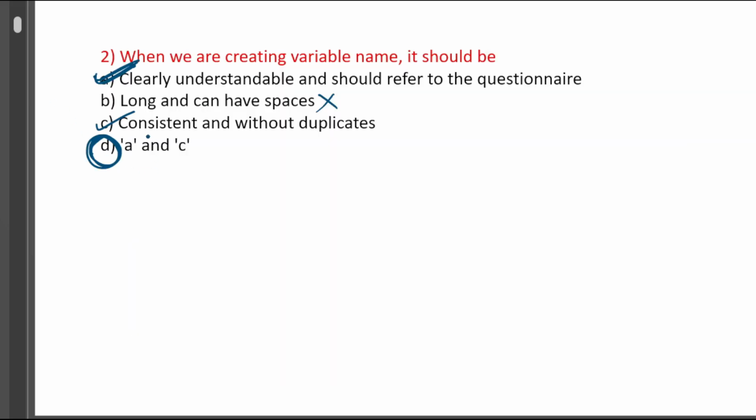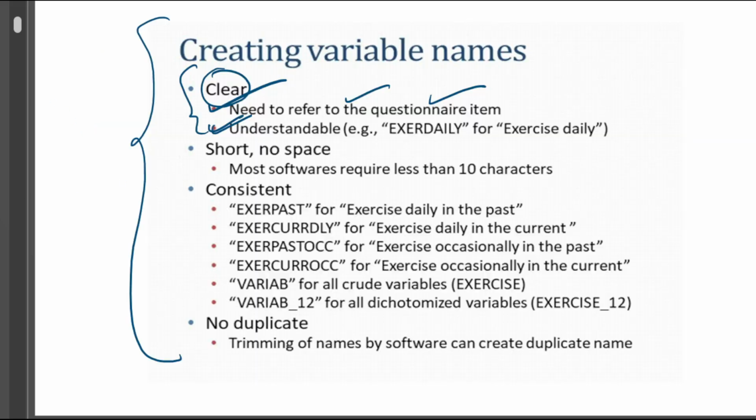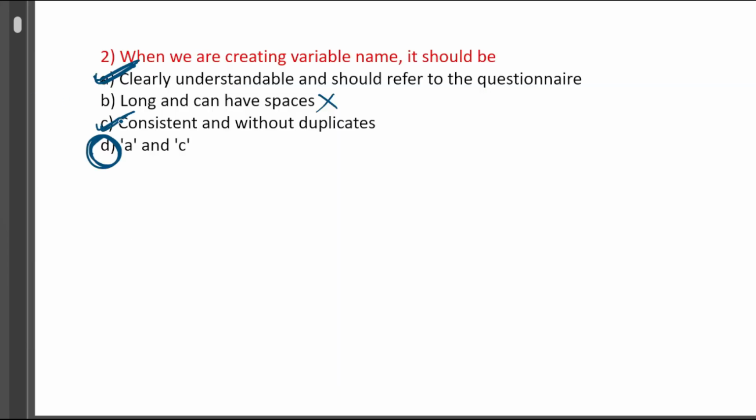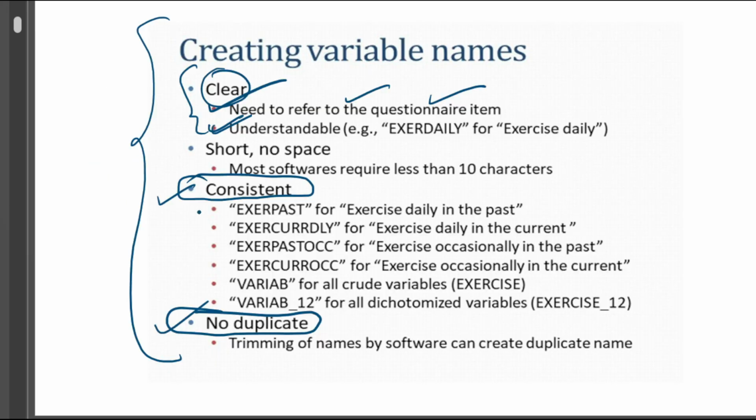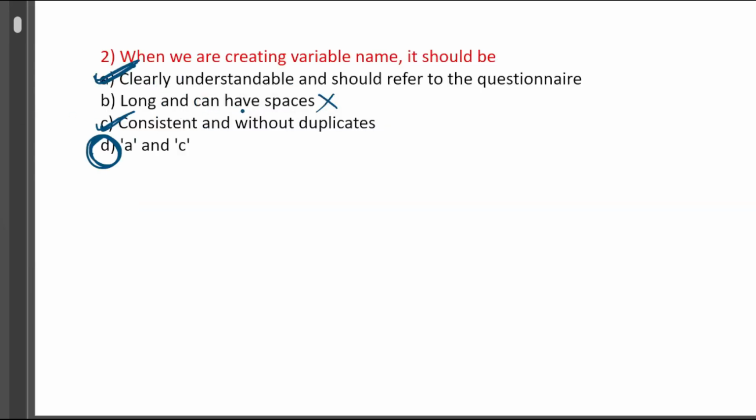Then option number C, consistent and without duplicates. It should be consistent and it should not have any duplicates. Even these two were mentioned. So we have taken A and C as the answer. Now why not B? Because B option they gave it as long and can have spaces, whereas the truth is that when creating variable names, it should be short and there should not be any space, because most of the softwares will require less than 10 characters. So therefore it should be short and no space. But they have mentioned long and can have spaces, so therefore we have not taken this as the answer.